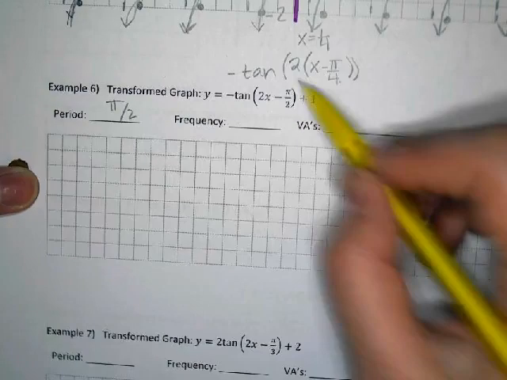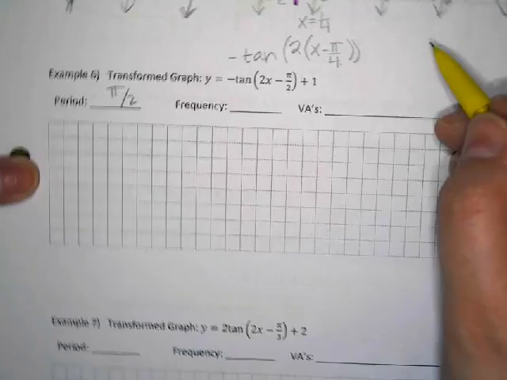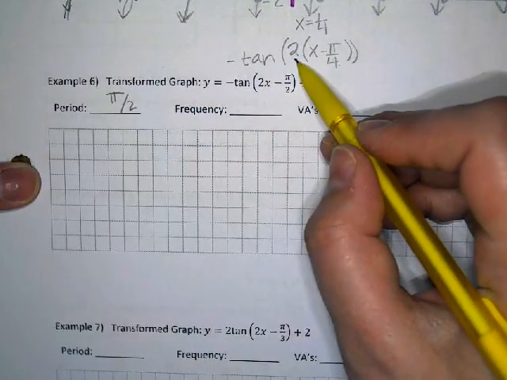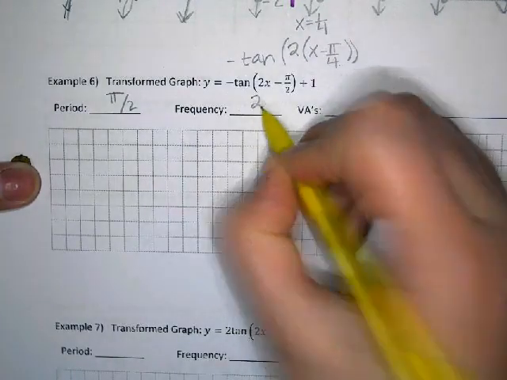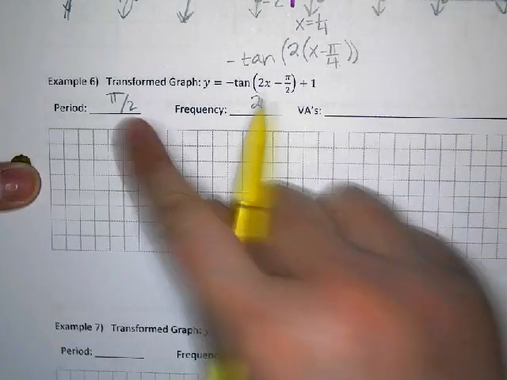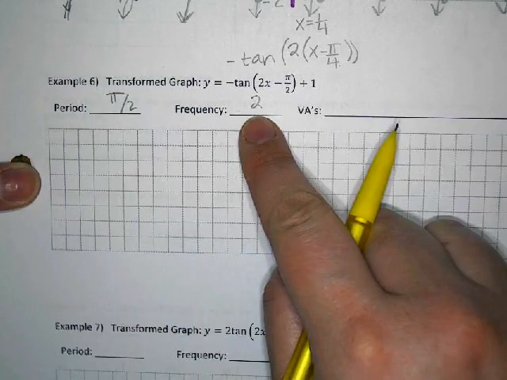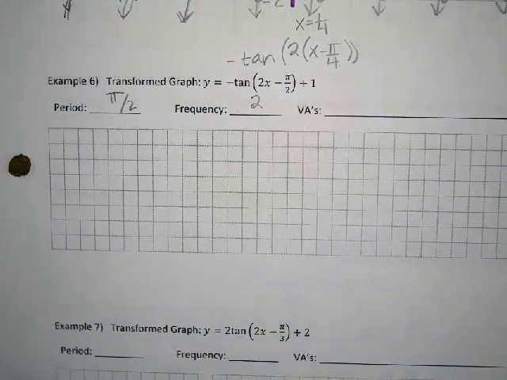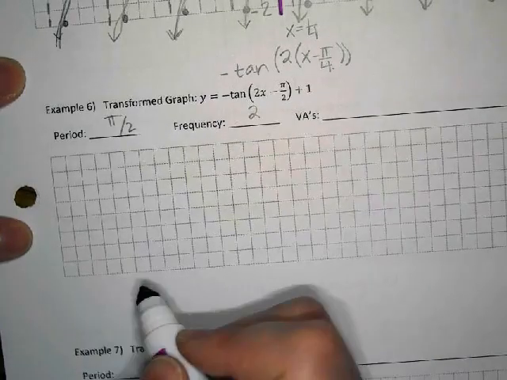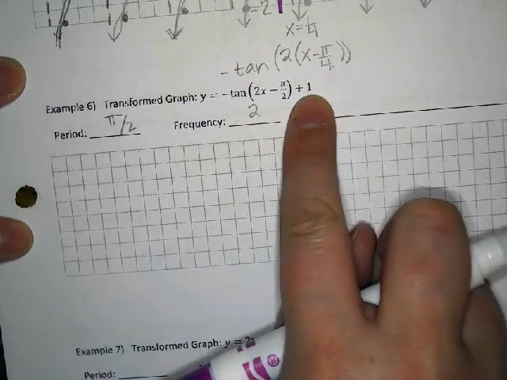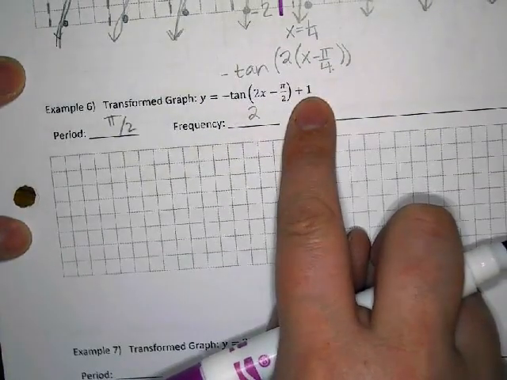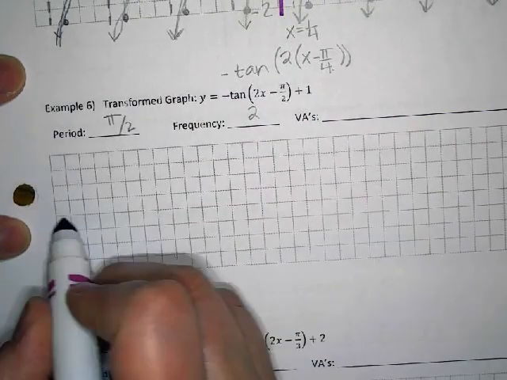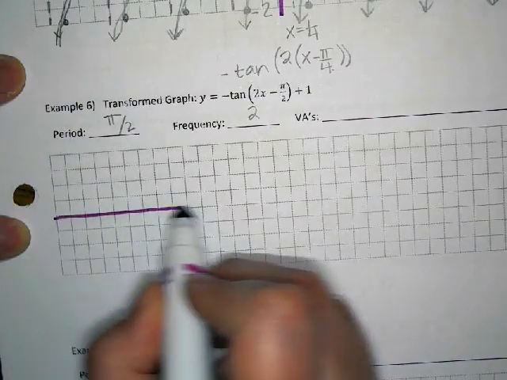Okay. What is the frequency? Two. So that means that there's going to be two of the curves from zero to pi, which makes sense. If the period is pi halves, there's going to be two of the curves from zero to pi. We're going to be shifting this up one. The middle of the graph is going to be at one, and we're going to have just a normal one for the graph. So the middle is going to work just fine. Okay.